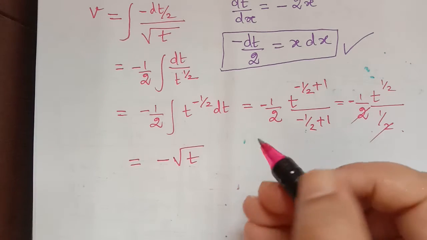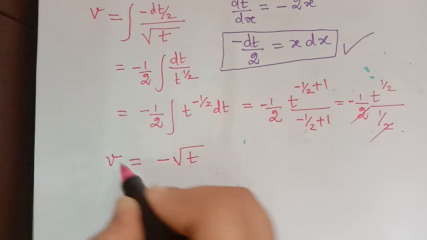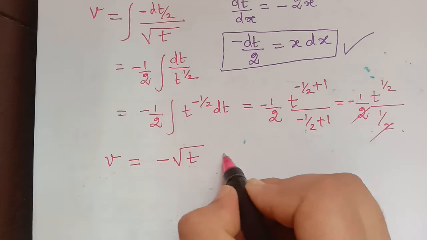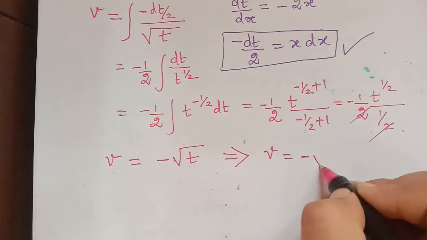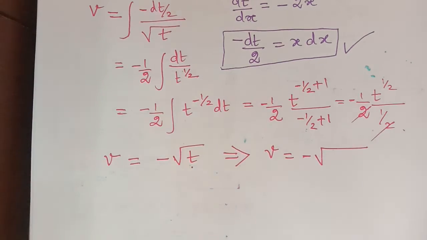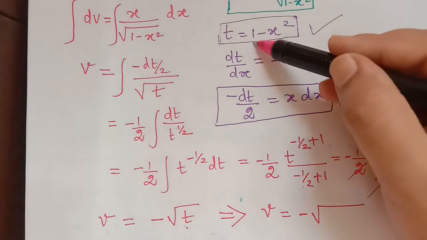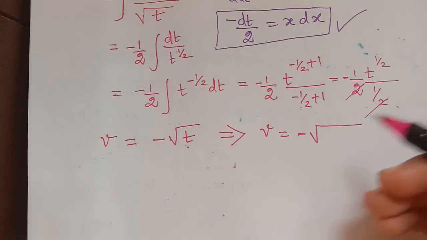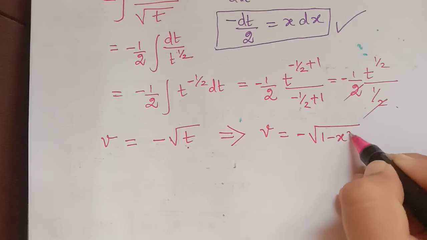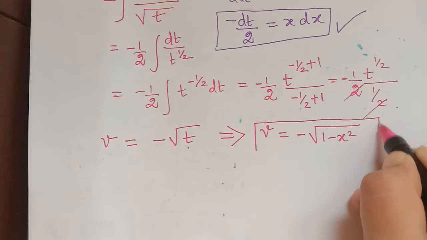And so therefore we get v to be equal to minus square root of, what is t? We have taken t to be 1 minus x square. This is the substitution we made. So v is minus square root of 1 minus x square. So we have got v now.